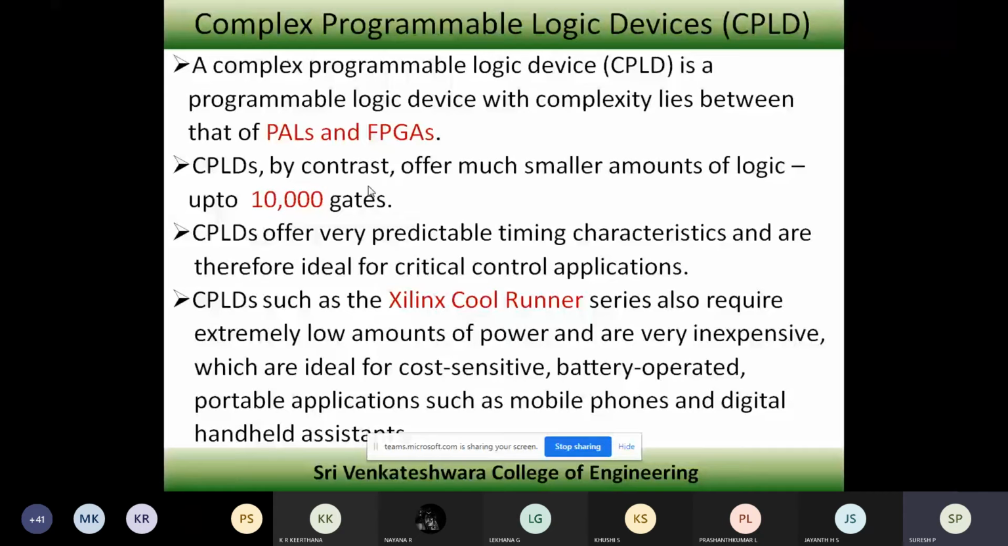Now, if you take complex programmable logic devices, they basically offer very predictable timing characteristics. Okay, so your CPLDs offer very predictable timing characteristics.